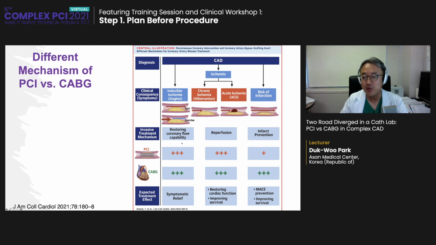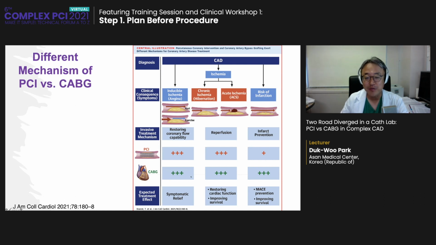So looking at the 3 different mechanisms of coronary artery disease treatment, PCI is good for inducible ischemia treatment, and reperfusion treatment is also okay. However, impact prevention is not good.